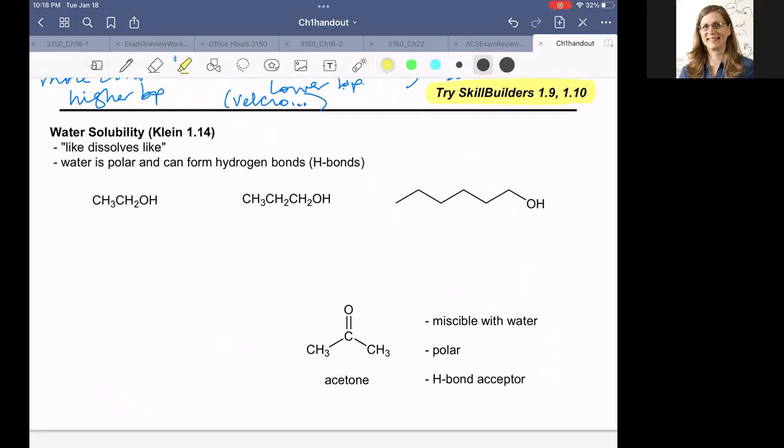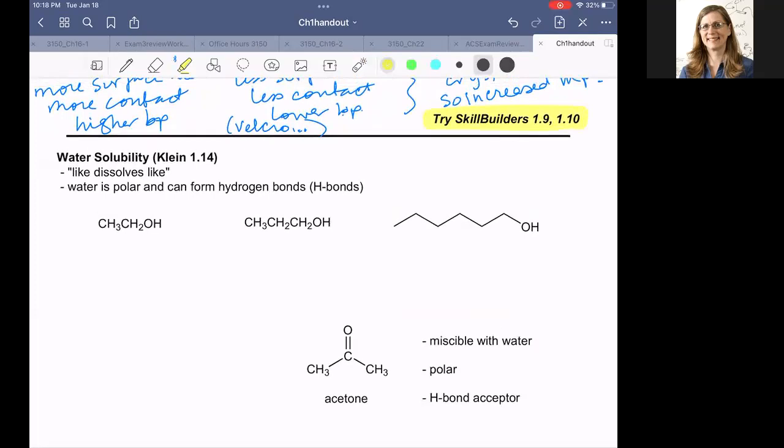And so in section 14, we talk about water solubility. The theme here is like dissolves like. So the way one species is going to dissolve, a solute is going to dissolve in a solvent, is if they have similar polarities. So what do we know about water? We know that water is very, very polar, and it can form hydrogen bonds. So if what we're trying to dissolve in water also is polar, or maybe also can form hydrogen bonds, that's going to be very good interactions and therefore a high water solubility.